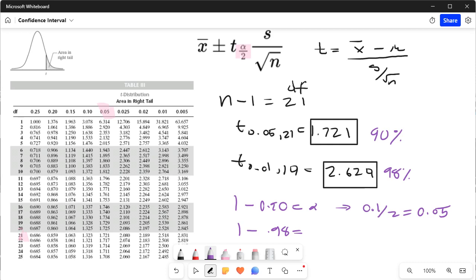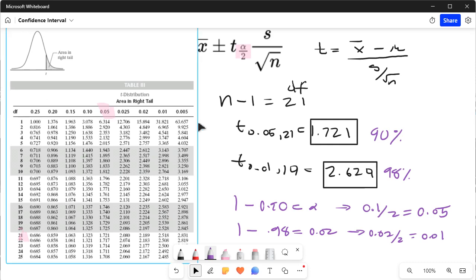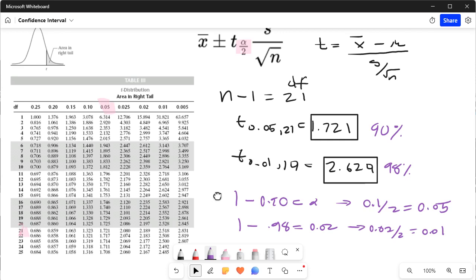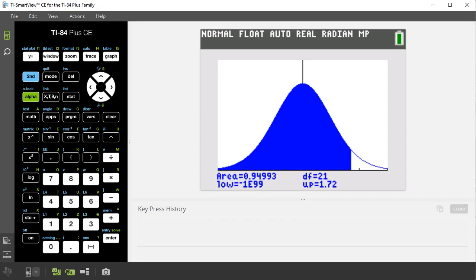But remember that when you get the alpha region, you have to divide by 2. So you have 0.02 divided by 2, and that will be 0.01. Now, if you wanted to use the calculator instead of these table values, basically we could just use the calculator to determine these.